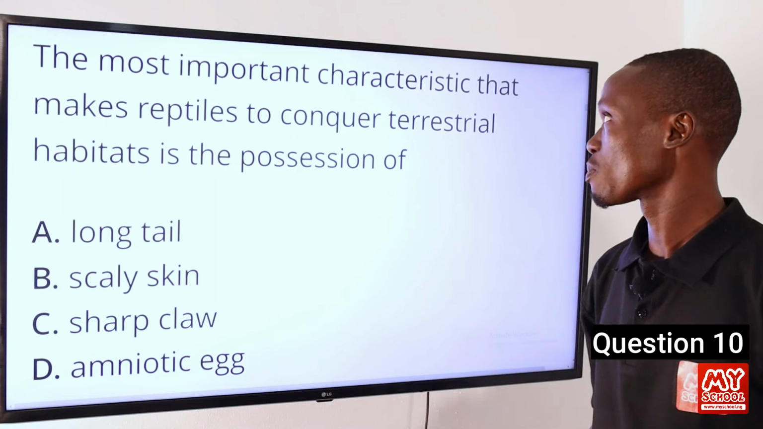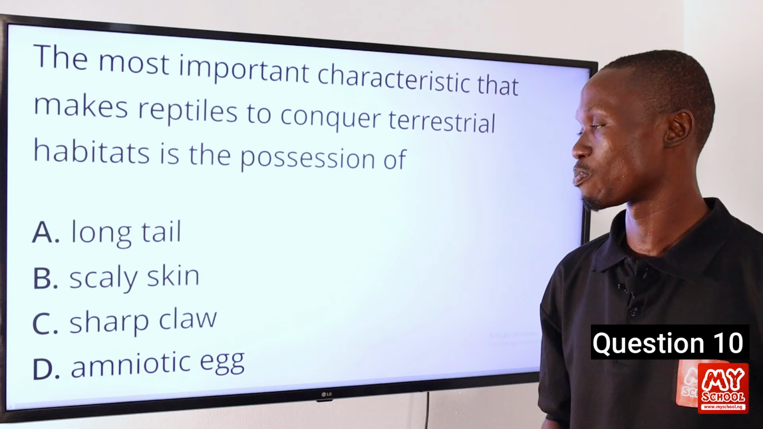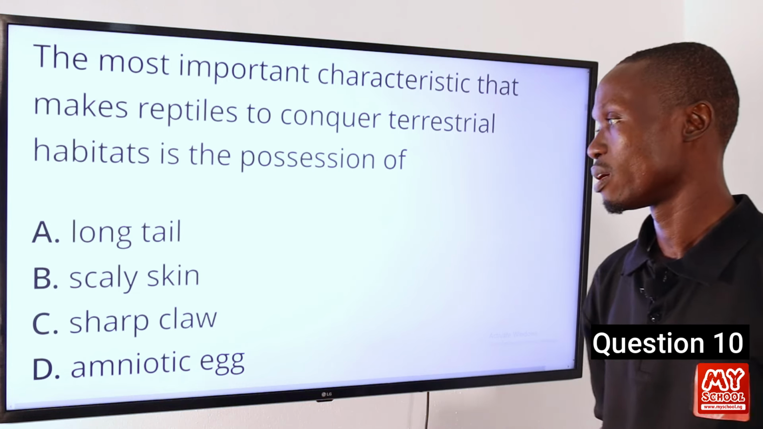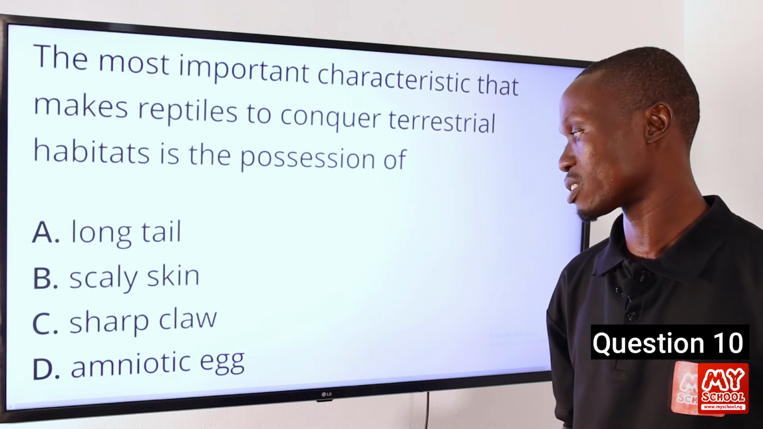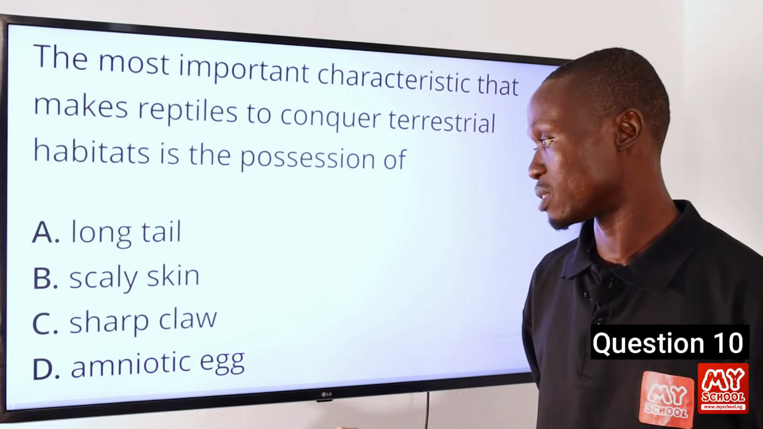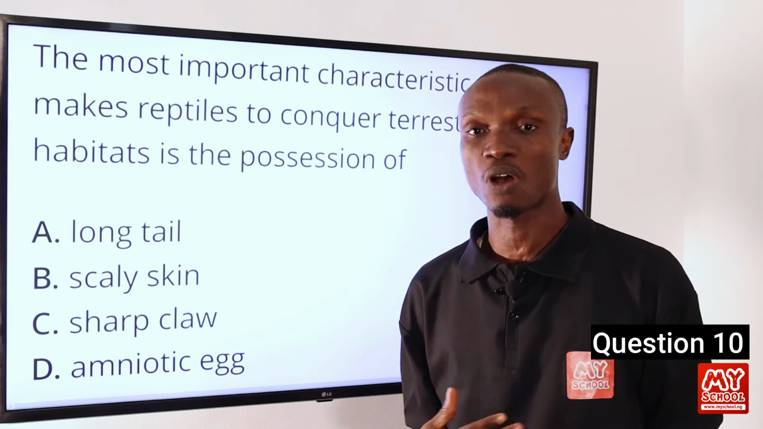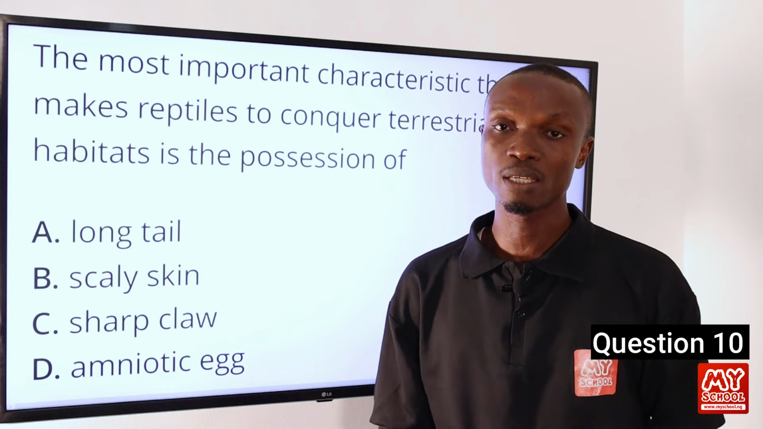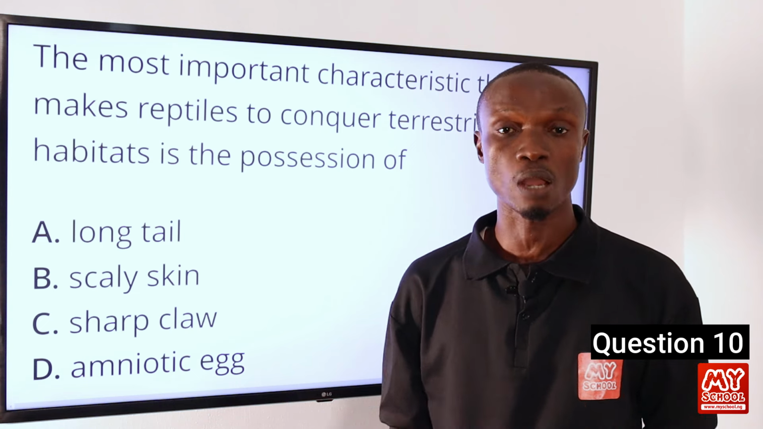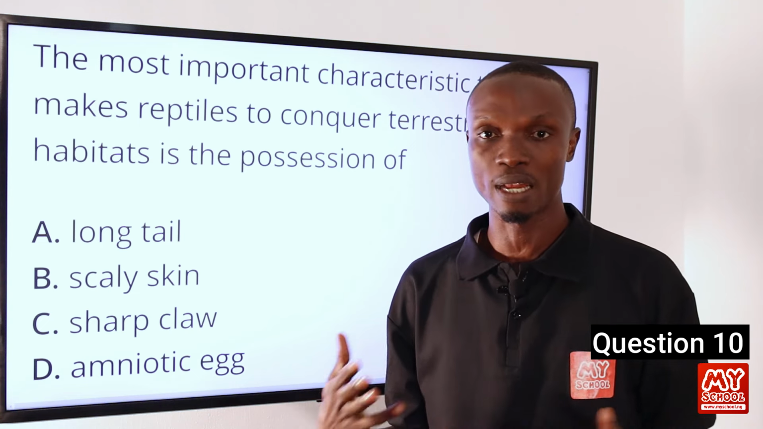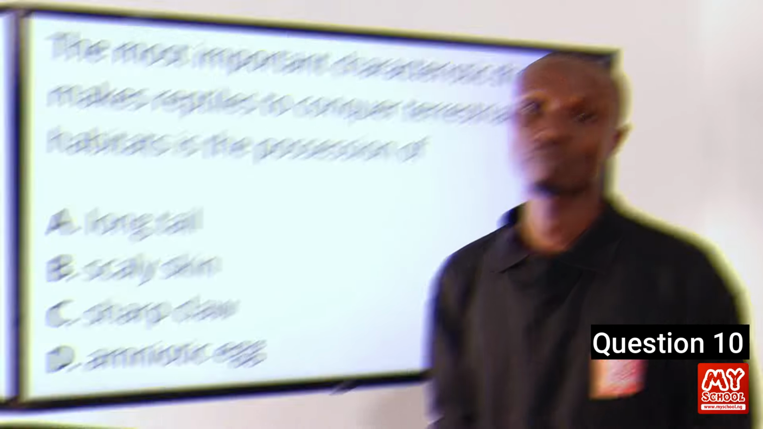Question 10. The most important characteristic that makes reptiles to conquer terrestrial habitats is the possession of A. long tail, B. scaly skin, C. sharp claws, D. amniotic egg. So the answer to this question is option D, amniotic egg. The shell, the membrane, and other structures of an amniotic egg protect and nourish the embryo. They keep the embryo safe and moist while it grows and develops. So that makes option D the correct answer to this question.